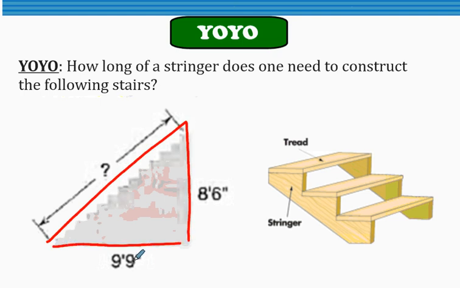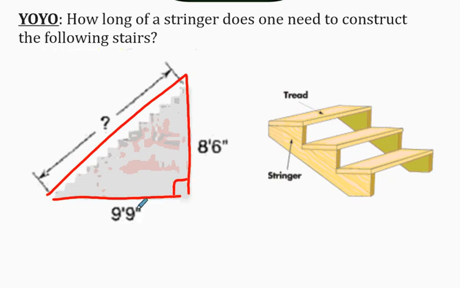This is 9 foot 9 inches. This is 8 foot 6 inches. You'll notice the very first thing you need to do is convert both of these to either feet or inches. You can't have a combination. So that's step 1: convert them to either feet or inches, and then work the problem. I'm going to pause the video now, or ask you to pause it, give it a try, and come back once you think you have an answer and you want to check it.